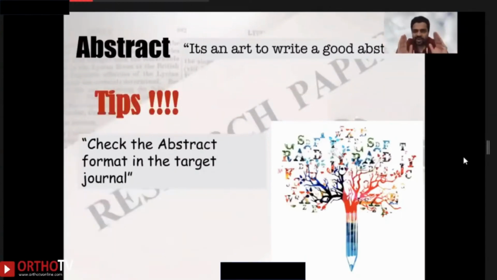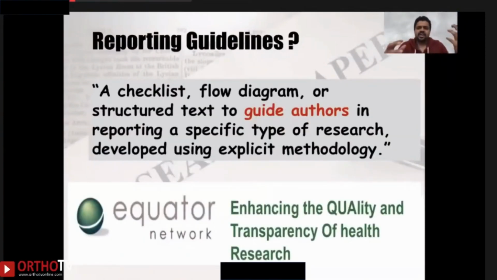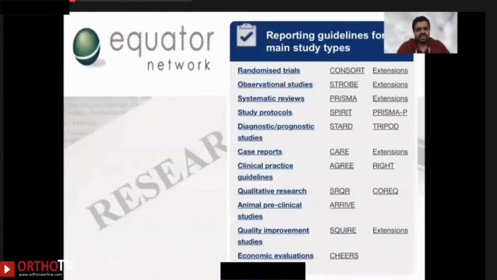The tip is, before writing the abstract, check the abstract format in the target journal. Most of the journals will have a different abstract format. So please stick to that. Next, reporting guidelines. This is what I want all of you to understand. There's an Equator network. The reporting guidelines are ensured so that all researchers who are doing the research present their data in a uniform way so that people can understand and communicate easily.